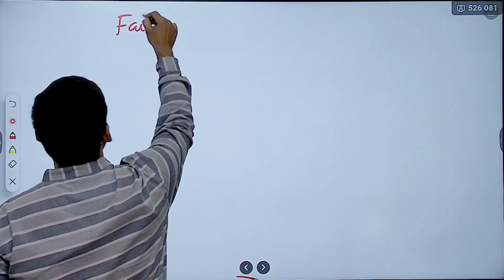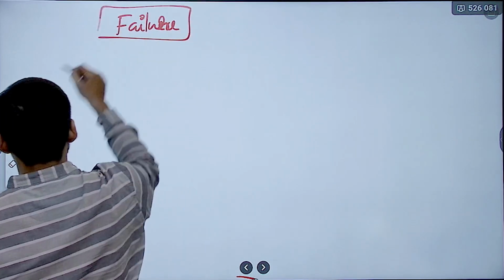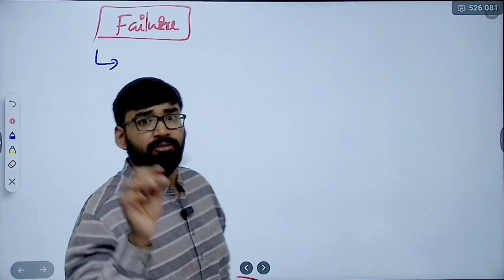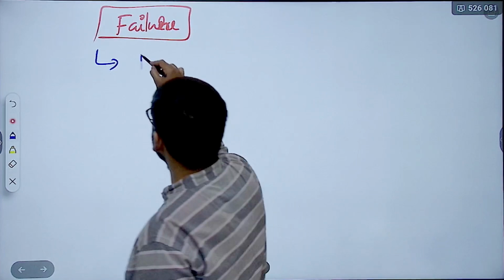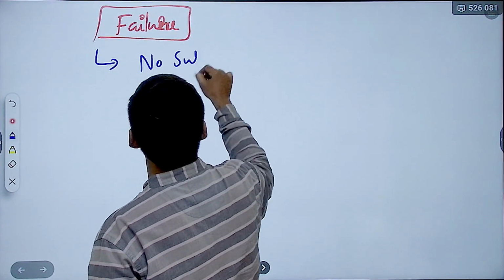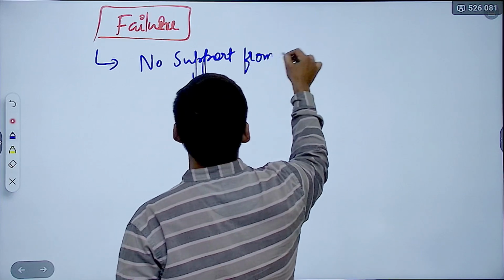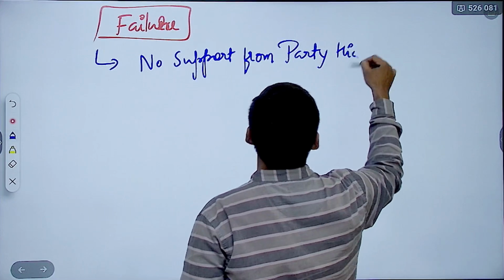So why was it a failure? So now why did the Desai-Liaquat Pact fail? The first reason: no support from party high commands.